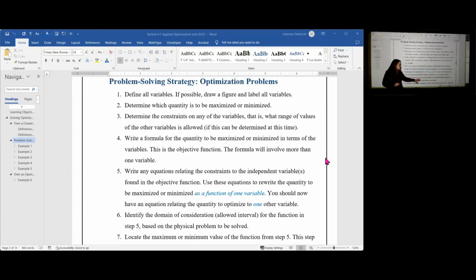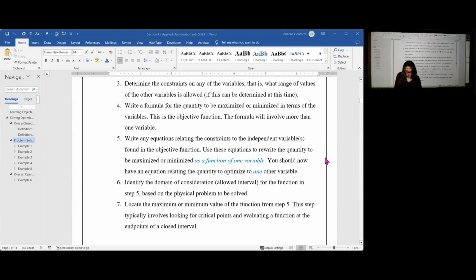Then we're going to identify the domain of consideration for the one variable that's left. What values might come out? We need to think about this because there may be some constraints set by the physical situation that the problem is set in. Our last step here at the bottom is to locate the maximum or minimum value of the function we found in step 5.